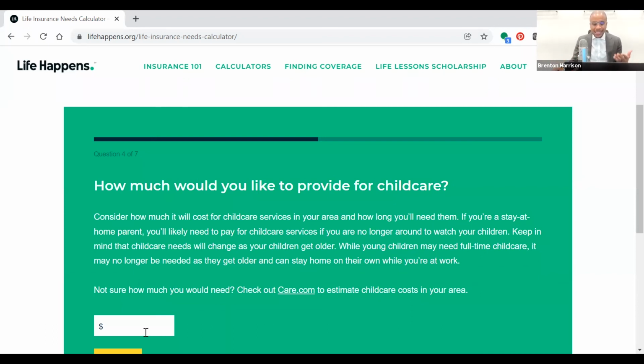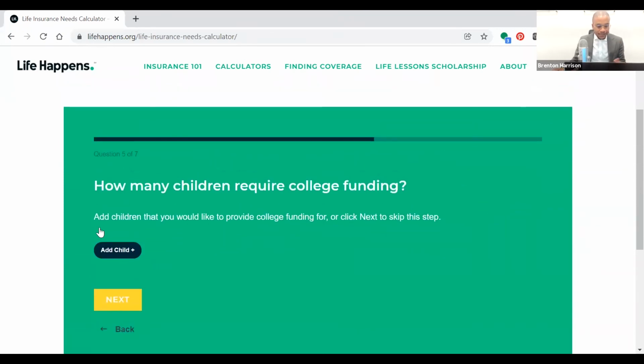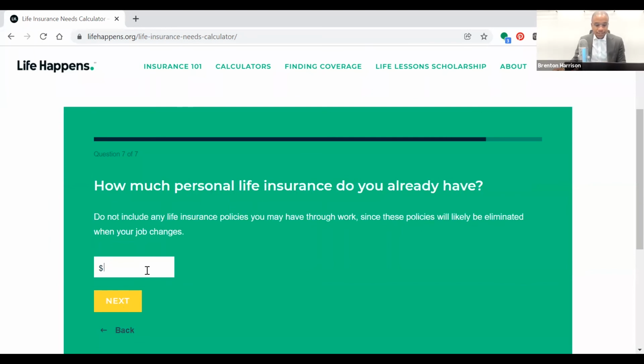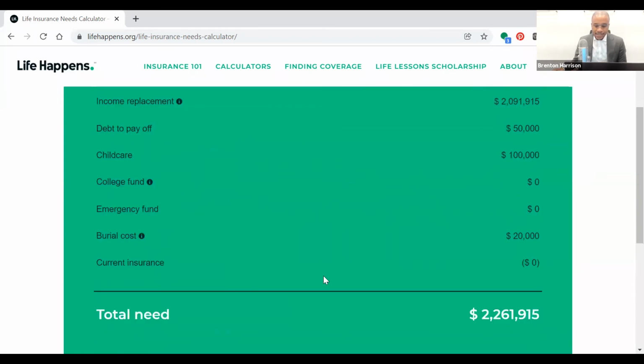So we're going to use exactly what we use in our example. And even though it's not technically childcare, we're going to put this $100,000 there with the intention of that being for college funding. Exactly like I said, it's going to ask how many children require college funding. We're going to skip that, and we're going to have the $100,000 be the substitute in this example. And how much would you like in an emergency fund? We're going to put that at 0 as well. How much personal life insurance do you already have? 0. Your estimated life insurance need in this example is $2.261 million.